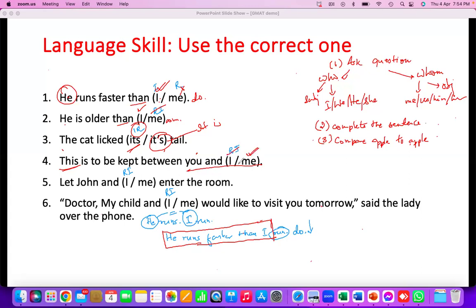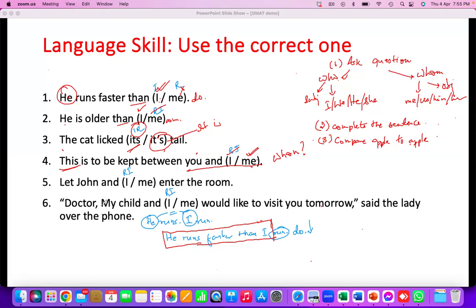Me is correct because me is object. Also, if you raise question on this, the question will be whom. This is to be kept between you and whom. And answer needs to have me. Fine. Now coming to fifth one.